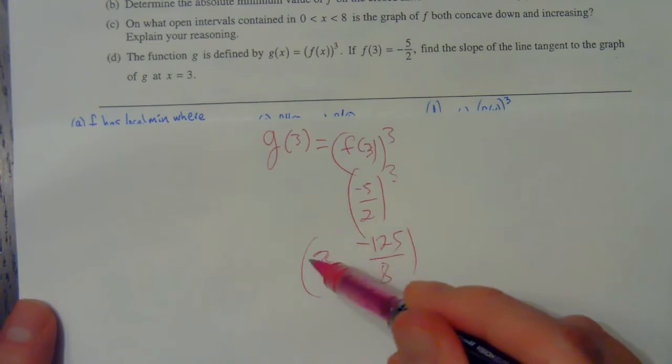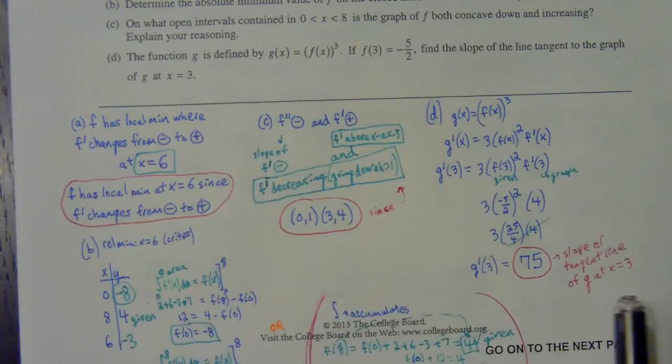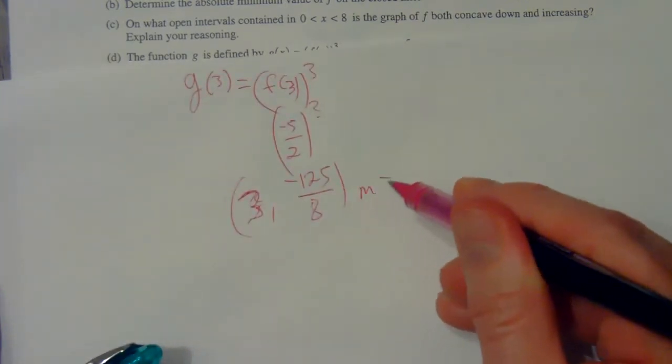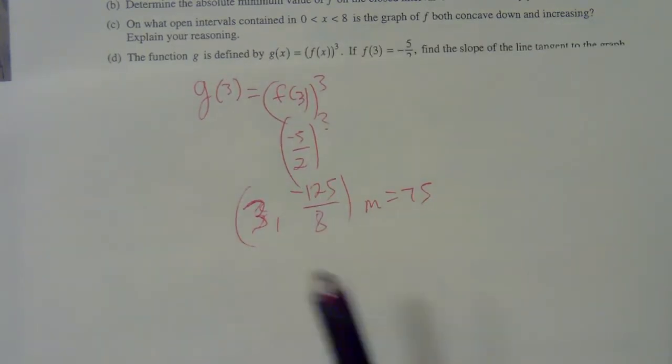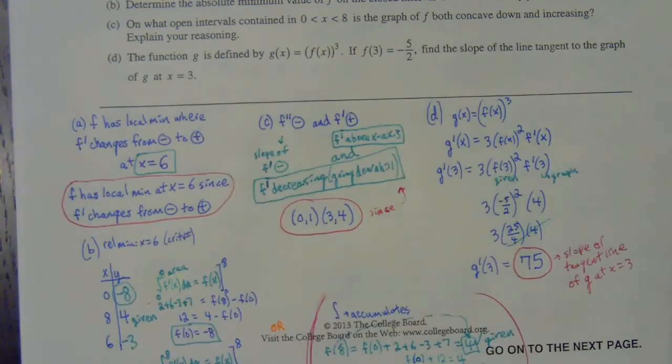And then if I have that point there, and then we figured out that the slope is equal to 75, then I could do my point slope form. I can go y plus 125 over 8 equals 75 times x minus 3. But that's only if it's asking for the equation of that tangent line. So just the slope of the tangent line, that's just your derivative, and then you're done.